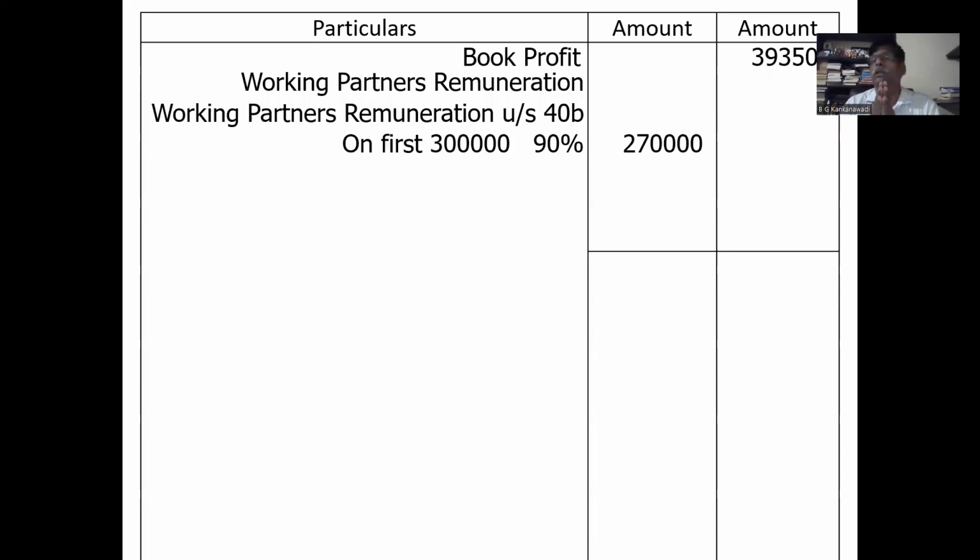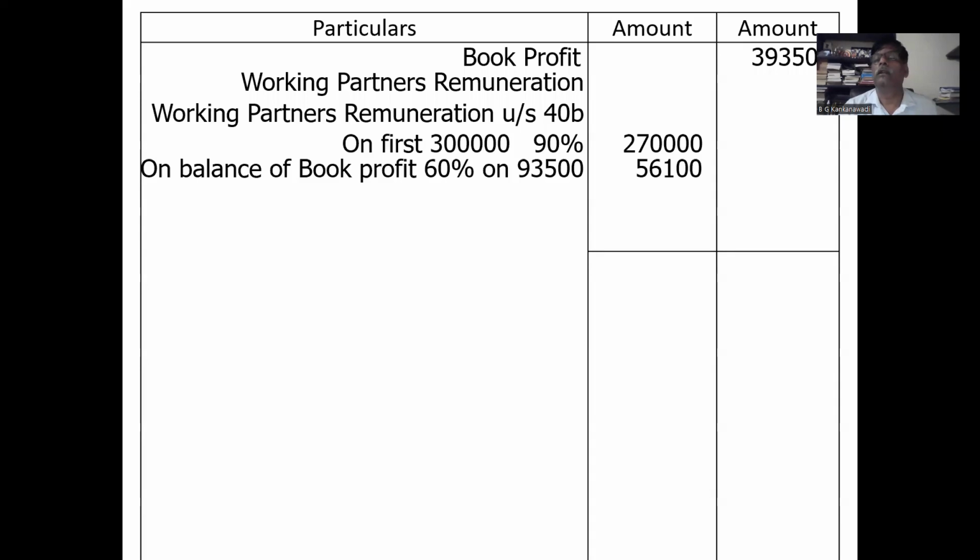Total book profit 3,93,500. Out of that, first 3 lakh rupees, 90%. Balance means 93,500. On the balance 93,500, you calculate 60%. If you calculate 60% on the balance of 93,500, it is 56,100. So total is 3,26,100. 3,26,100 is the remuneration as per 40B.